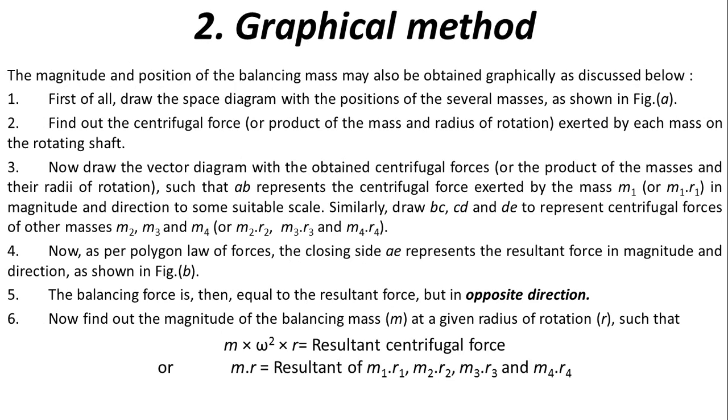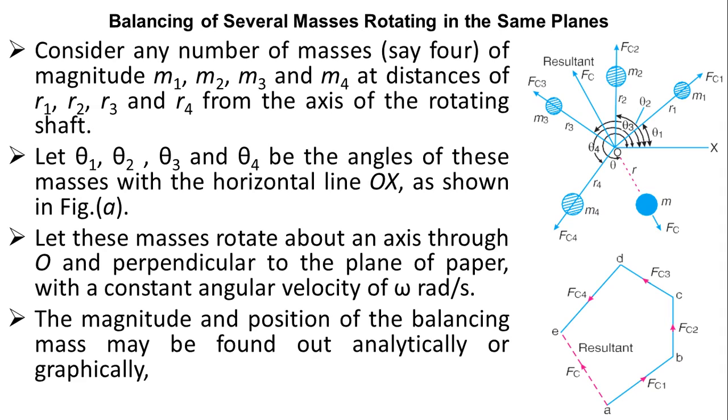Next, third step, you have to draw the vector diagram with the obtained centrifugal forces, that is the product of the masses and the radius of rotation. For example, I will show you this figure. You can see this is the graphical method which is being done. So you start from the point A. So you know the FC1 value. So that is m into r. That product, you know the angle.